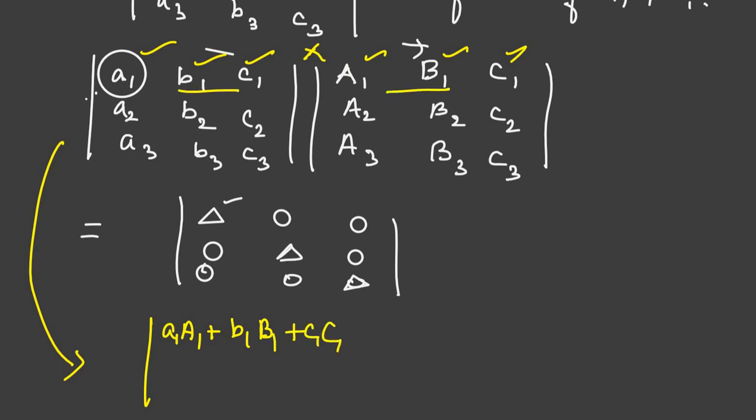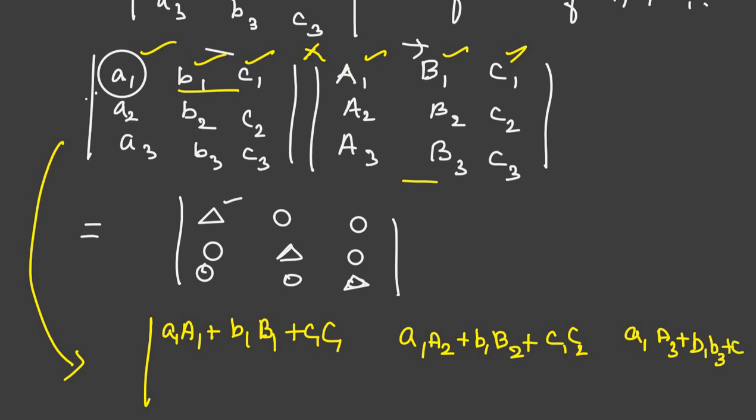First row and the first row is multiplied. Next, multiply the first row and the second row. When we multiply the second row, we get A1, A2 plus B1, B2 plus C1, C2. Next, first row and the third row we multiply: A1, A3 plus B1, B3 plus C1, C3, and similarly the next two rows we multiply.